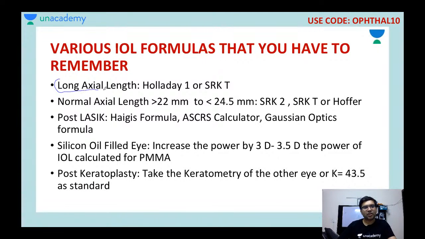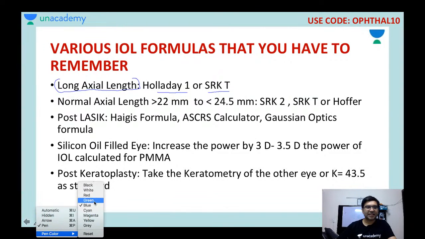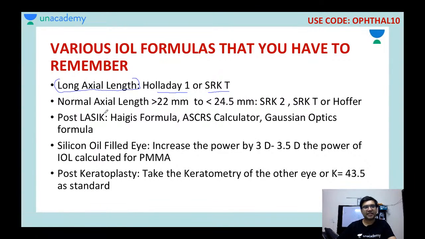If the patient has a long axial length, let's say the patient is a high myope, you can use the Holladay 1 or SRK/T formula. If the patient has a normal axial length, defined as more than 22 millimeter and less than 24.5 millimeter, there you can use the SRK II, SRK/T and the Haigis formula. You can use the SRK formula, but these are the more accurate ones: SRK II, SRK/T and the Haigis formula.